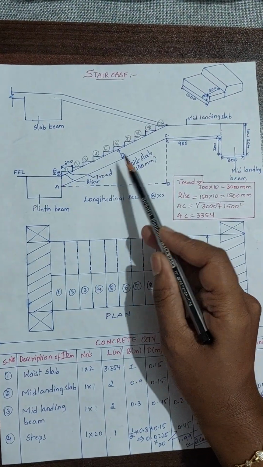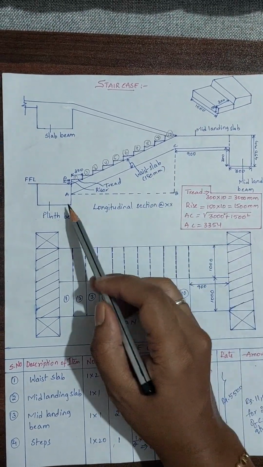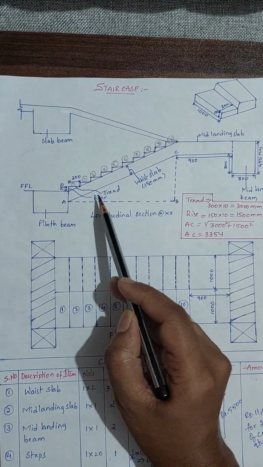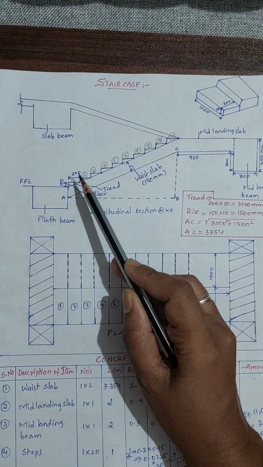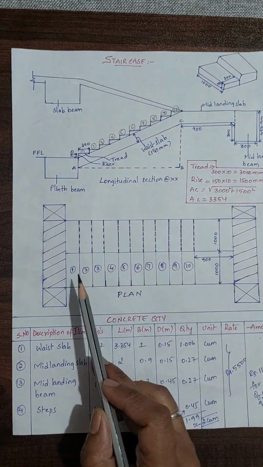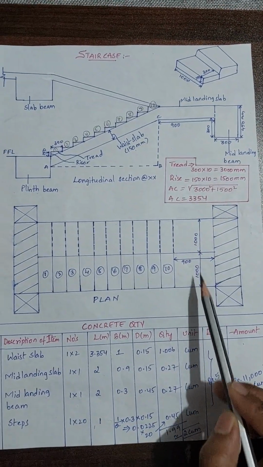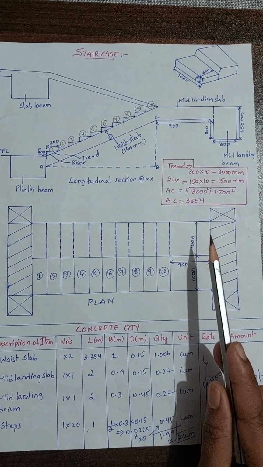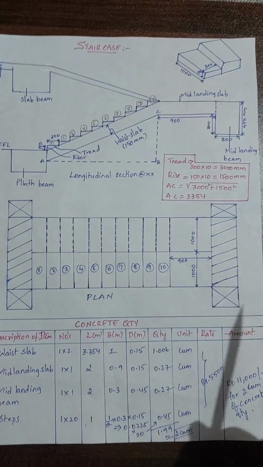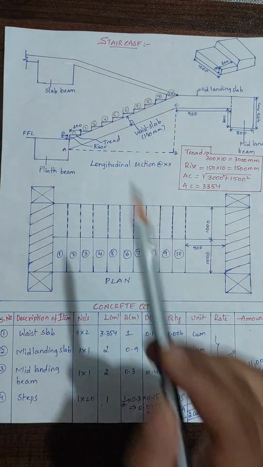So here this portion is called waist slab, which is of 150 mm. So here you can see the tread portion which is of 300 mm and this is the riser of 150 mm. These dimensions are same for these 10 steps. So here you can see the plan which is of 10 steps and this is a mid landing slab portion which is of this width is 2000 mm and this width is 900 mm and the length is 2000 mm. So now we will find the concrete quantity required for various steps of a staircase.